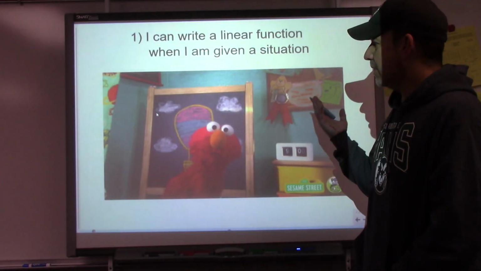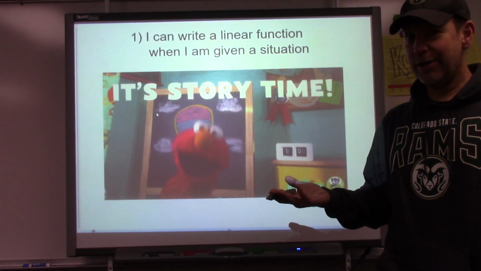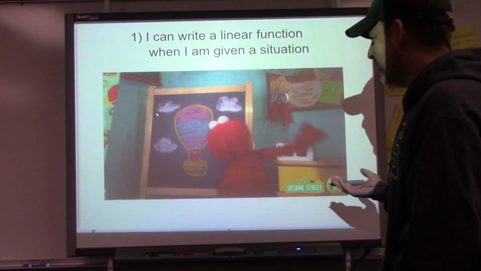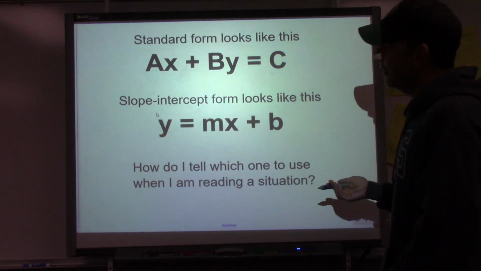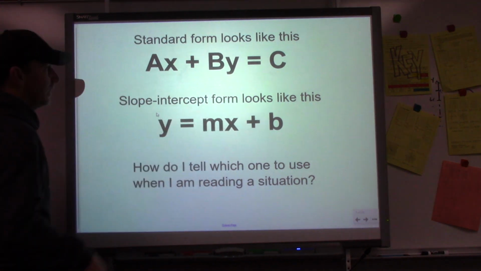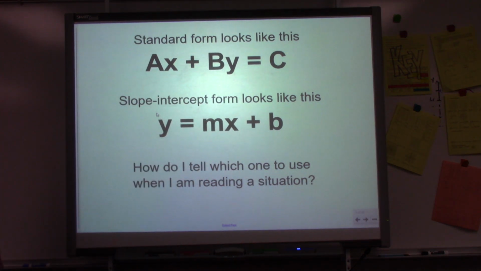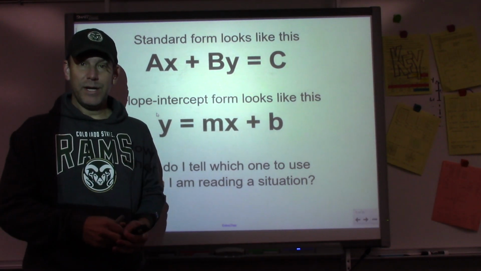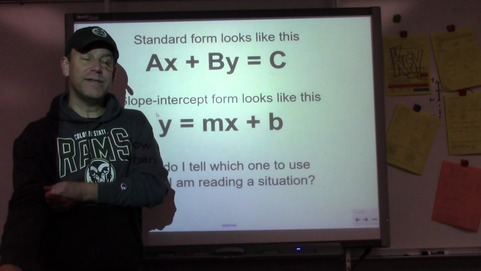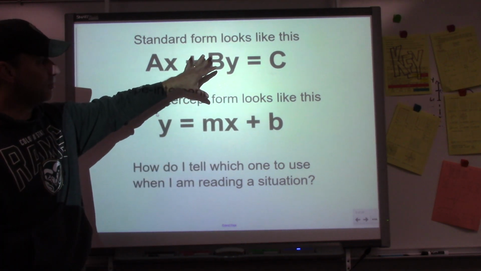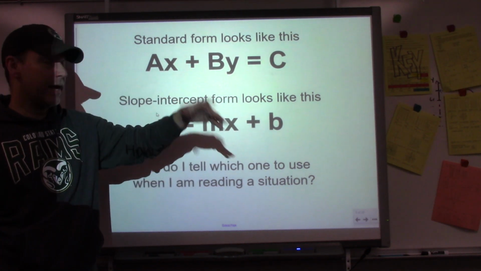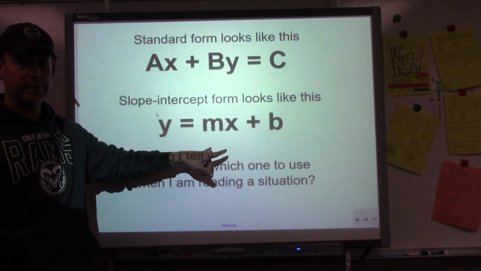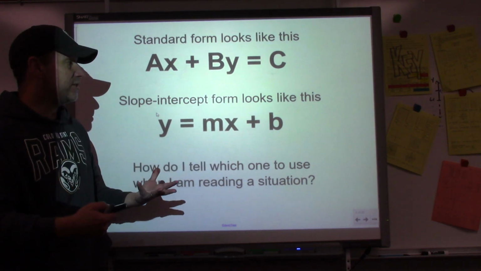So, it's story time, children. Remember, you're going to get on your dot rug in kindergarten right now. We know that we learned on Monday that standard form looks like that, ax plus by equals c. Slope intercept form looks like y equals mx plus b. Now you need to be able to read a story and go, oh, that is a standard form type of story. Or I read a story and I realized it's a slope intercept form type of story. That's basically the gist of this video.